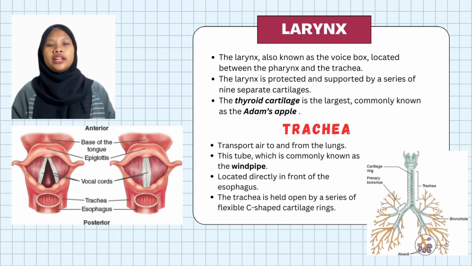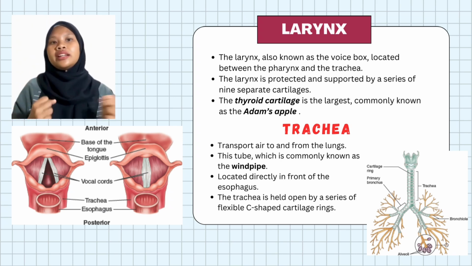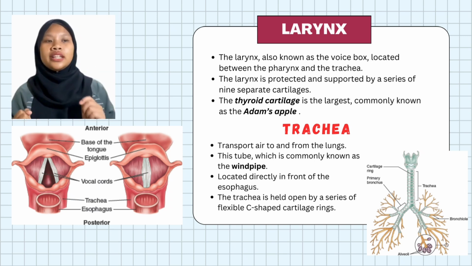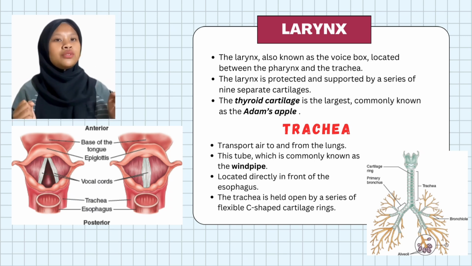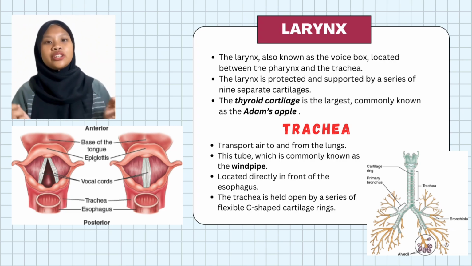Next is trachea. Trachea used to transport air to and from the lung. This tube is commonly known as the windpipe. It is located directly in front of the esophagus, and the trachea is held open by a series of flexible C-shaped cartilage rings.